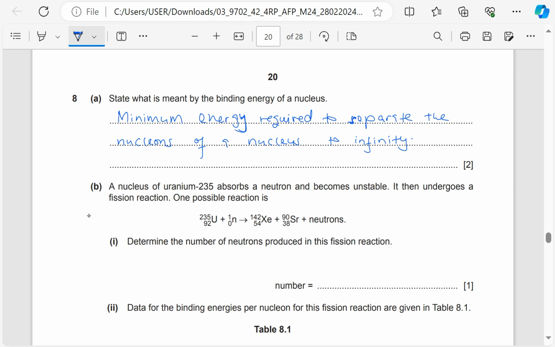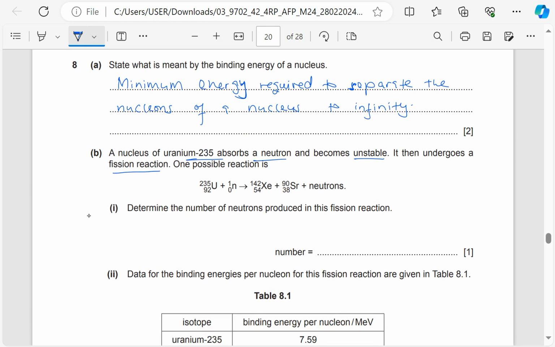The nucleus of uranium-235 absorbs a neutron and becomes unstable. It then undergoes fission reaction. One possible reaction is shown here. Determine the number of neutrons produced in this nuclear fission. So neutron, remember neutron is 1, 0. So let's put X here. The proton number is conserved. It's only the nuclear number which is not conserved.